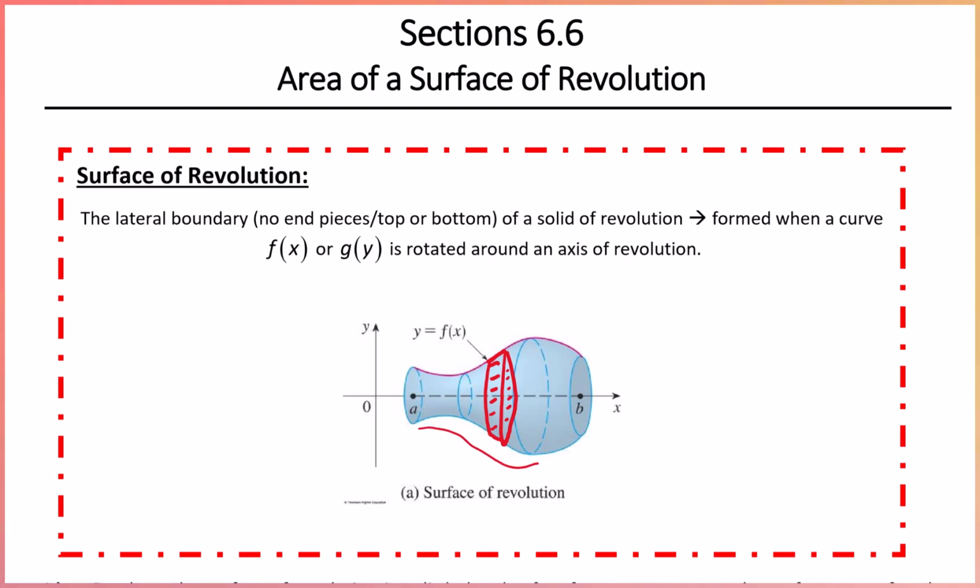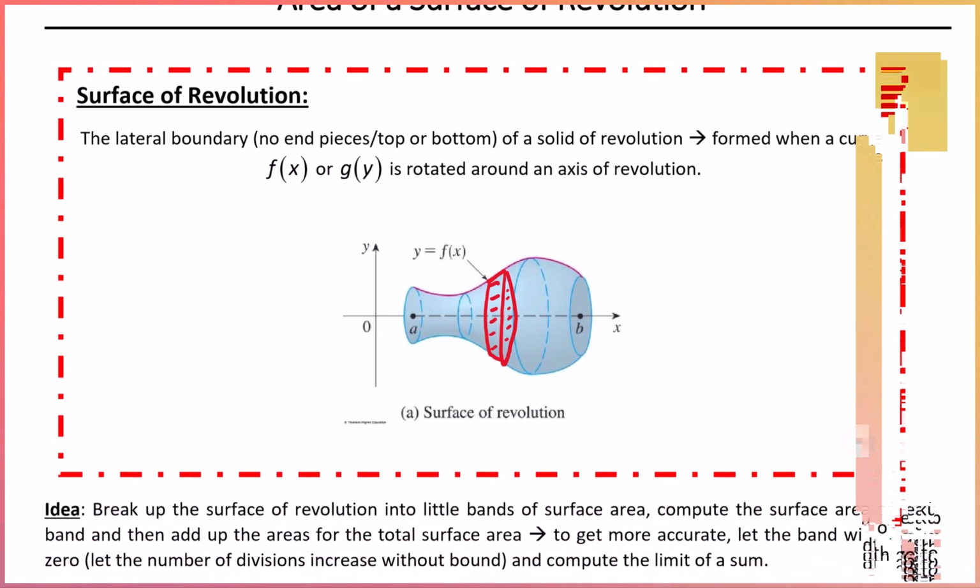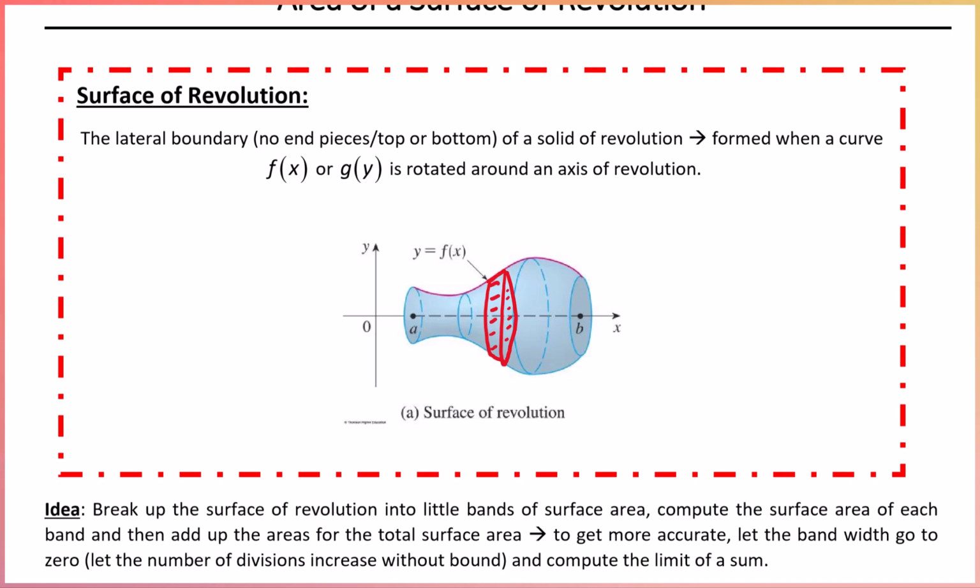We're going to add up all the bands. We're going to create a bunch of bands, add them all up, n bands, let the number of those bands go to infinity, and that will, of course, create an integral formula that we can work with. So that's the idea. We're going to break up that surface of revolution into a bunch of little bands of surface area, compute the surface area of each of those bands, add them all up for that total surface area, and let the number of bands go to infinity. Let n go to infinity, which will create that Riemann sum for us. So I'm going to skip over all the derivation of that, and we're going to jump straight into the formula. It has some similarities with our arc length formula, which is nice.